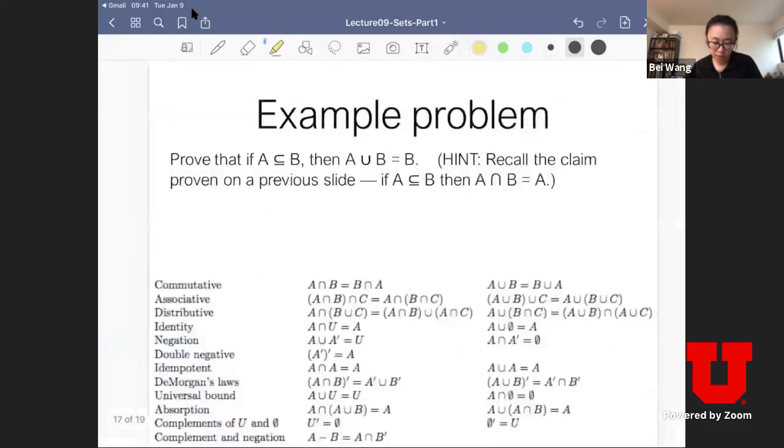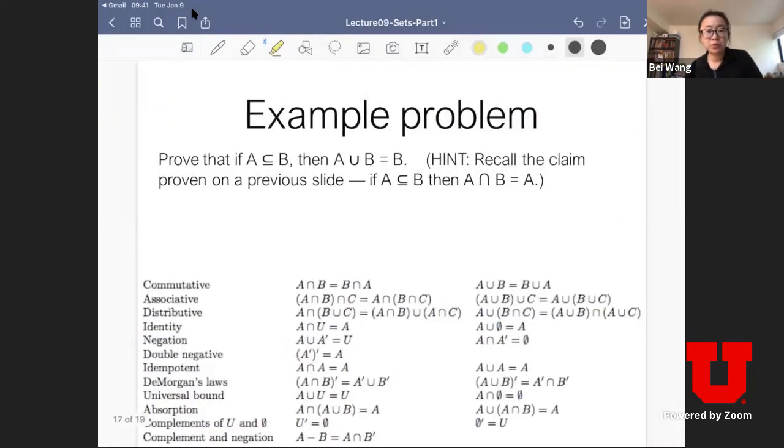Okay. So now we want to prove that if A is a subset of B, then A union B is equal to B. And this one we're going to give you a hint, meaning that in the earlier part of this lecture, we have proved that if A is a subset of B, then A intersect B is equal to A. So you can use this property directly, but you want to use this property in combination with theorem 6.